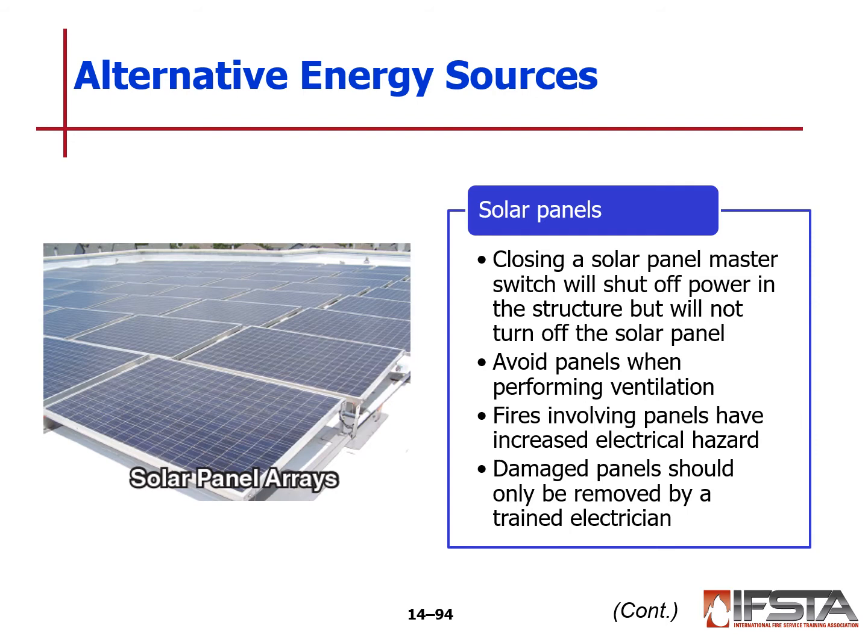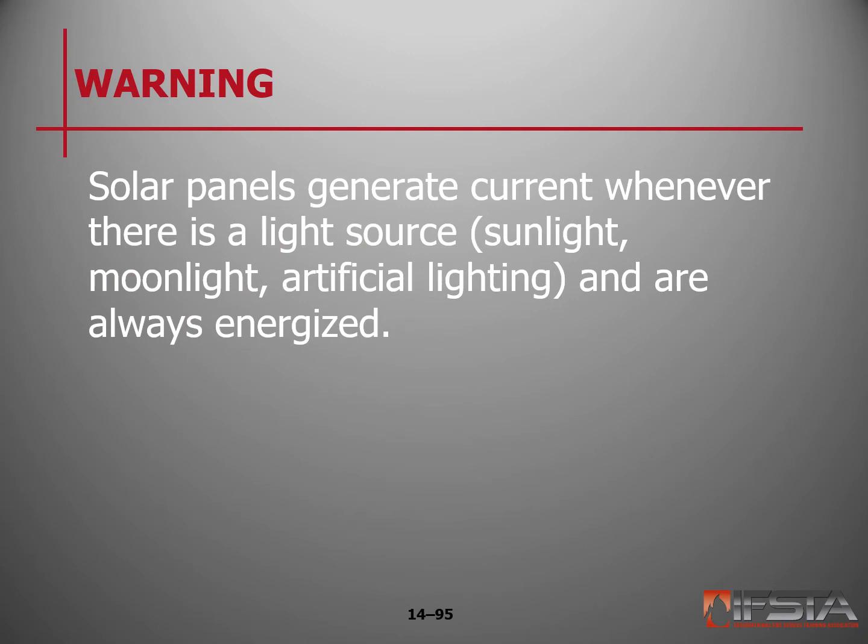Fires involving panels may have increased electrical hazard. Damaged panels should always be removed by a trained electrician. So these collectors, or these panels, are collecting energy from the sun and then changing that into a usable electrical energy. And so they're always collecting, and until they're completely disconnected, they're transferring power to either the power system or the battery system that they have. Remember that they generate current whenever there is a light source, such as moonlight, sunlight, or even artificial lighting, and they are always energized.